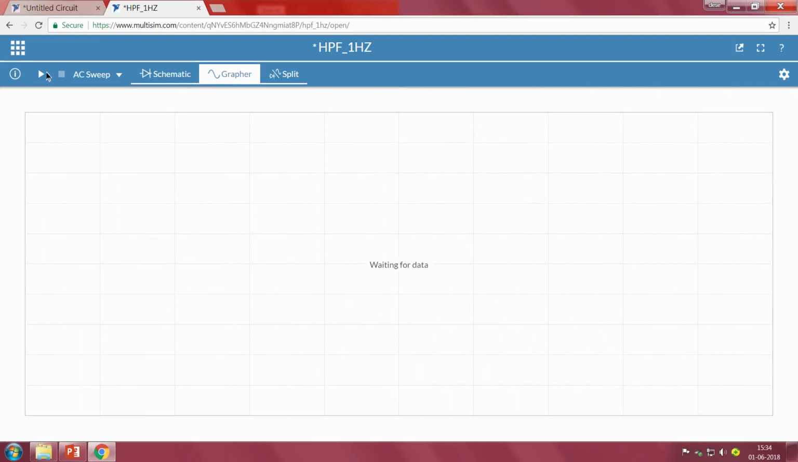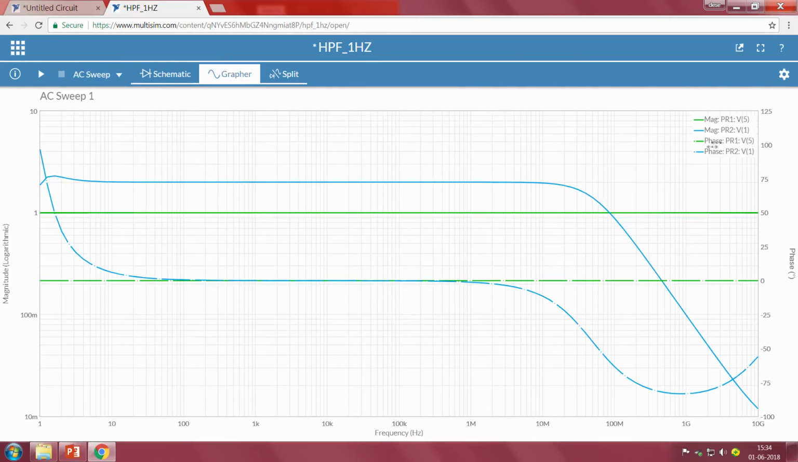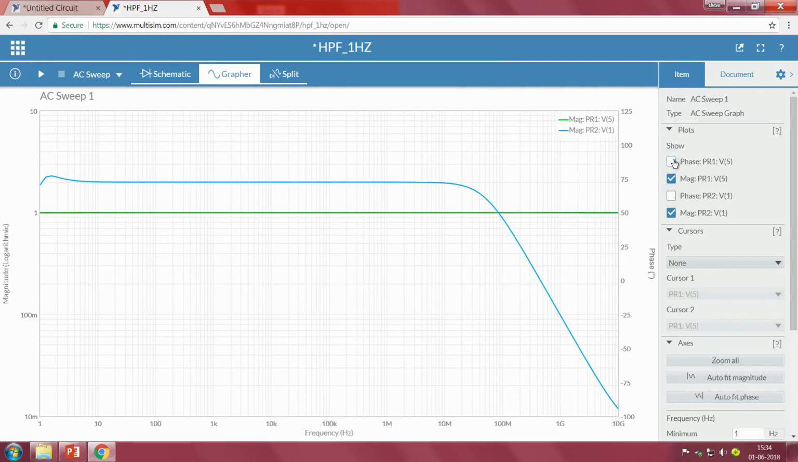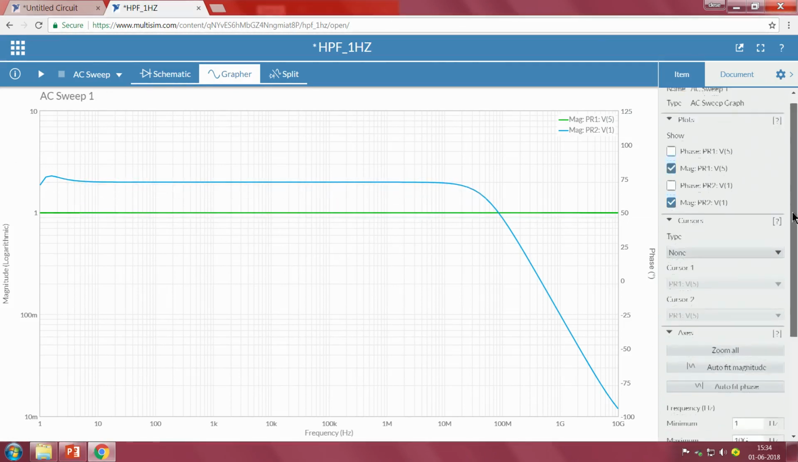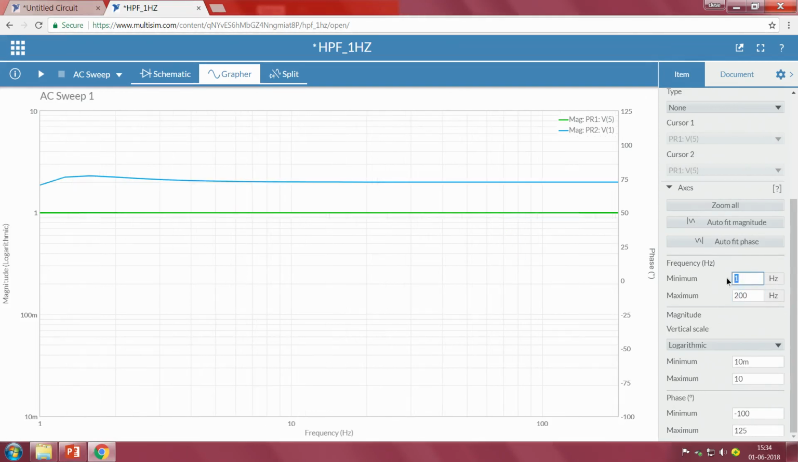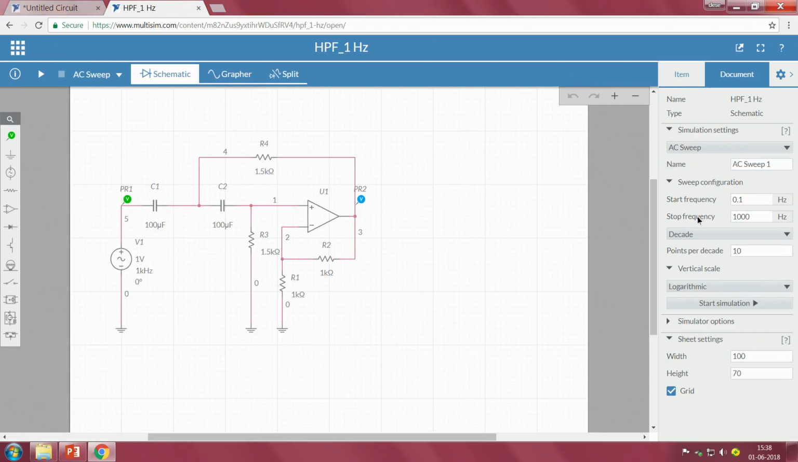So, I will go to the grapher, let me run it, we can see the signal now. Since you also have a phase, I do not want to look into the phase, so I will remove both the phases. Now, here we can see input is green, right, and output is this one, is it not. Now, what I need is the input frequency and this frequency. So, this I will make it 200, whereas this I will make it somewhere around 0.01 Hz.